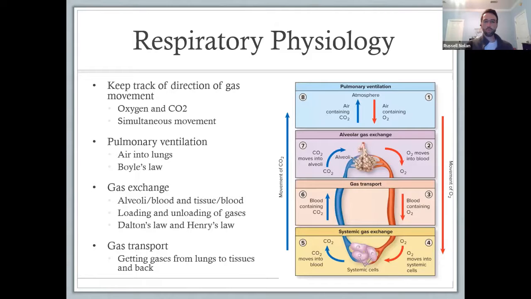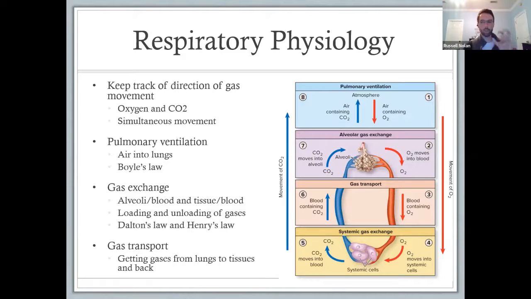So here's the overview. When we look at respiratory physiology, this is a figure out of your book. They break it up into 4 steps. I'm doing it in just 3 because alveolar gas exchange and systemic gas exchange, while the location is different, the physiology is the same. So as you're reading and studying, the most important thing to remember and to not get tripped up on is you need to keep track of the direction of gas movement. So the 2 gases we need to be aware of are oxygen and carbon dioxide.